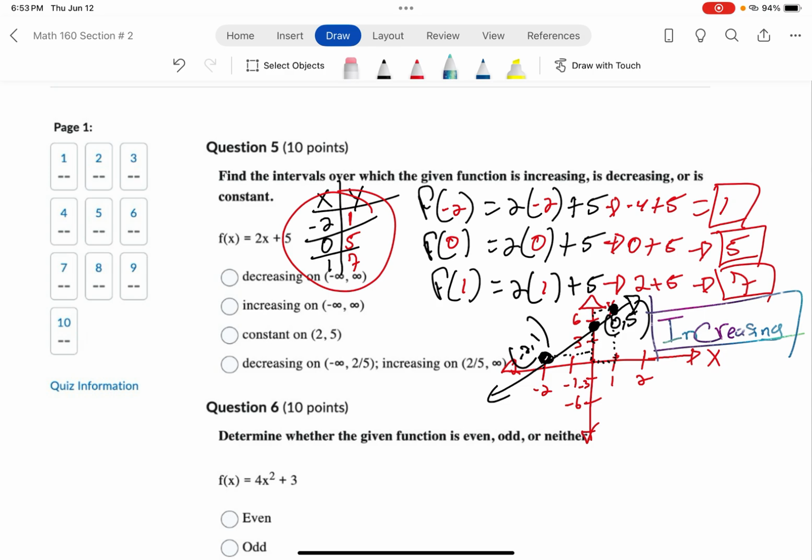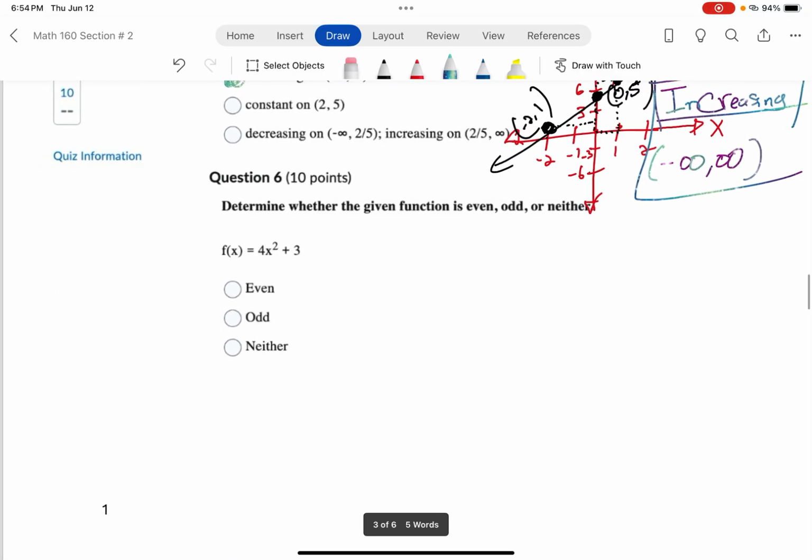Now, increasing over which interval? It is increasing from minus infinity to positive infinity, right? Because it is coming from minus infinity, there is no stop to the left, and there is no stop to the right, which is positive infinity. So it will be minus infinity, comma, positive infinity. So this is the whole answer: increasing on this interval. We continue with the next one.